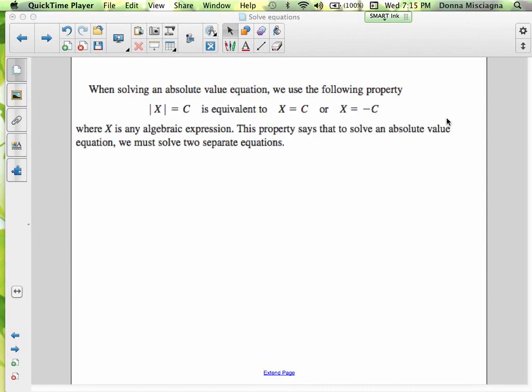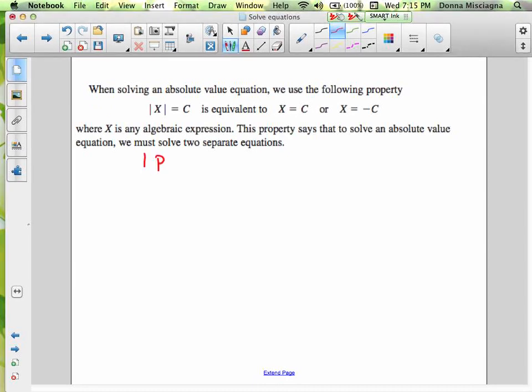In other words, whether I take the absolute value of something positive or I take the absolute value of something negative, I always get something positive, right? Absolute value is just a distance. So if we're solving for what's inside the absolute value bars, and we are, then we have to set it equal to the positive and to the negative, because the absolute value is going to make it positive no matter what. So what's inside could be positive or negative. So we'll always have two solutions when we're solving absolute value equations.